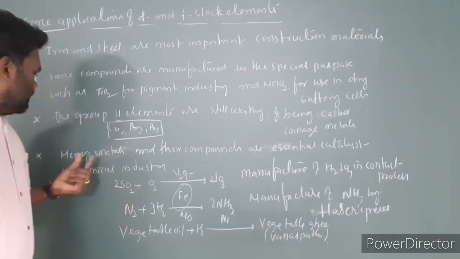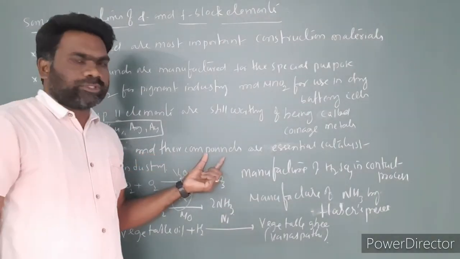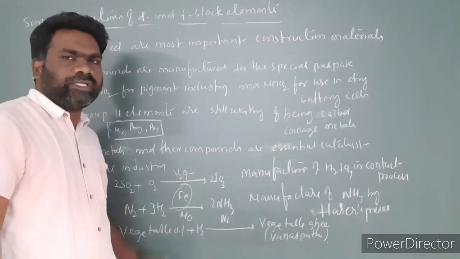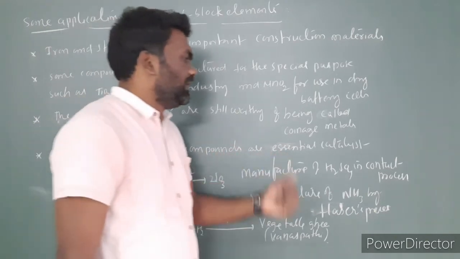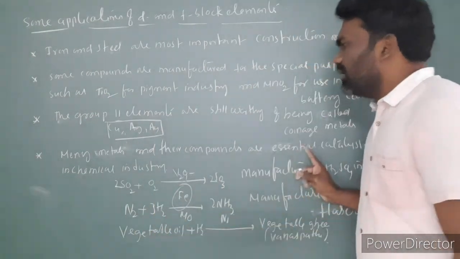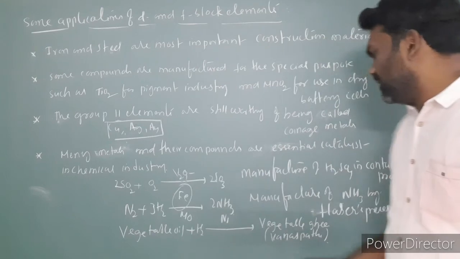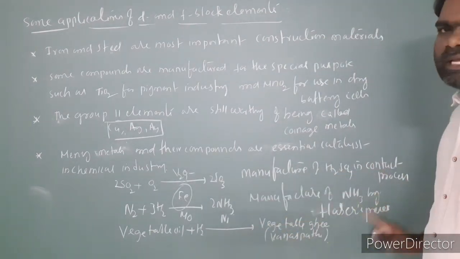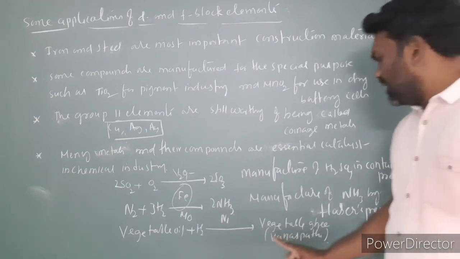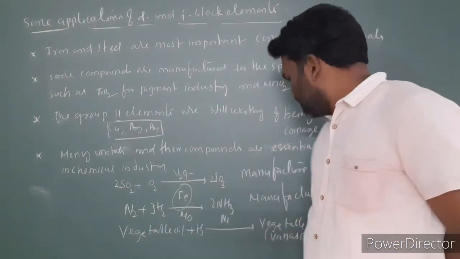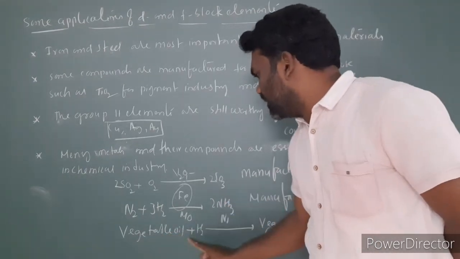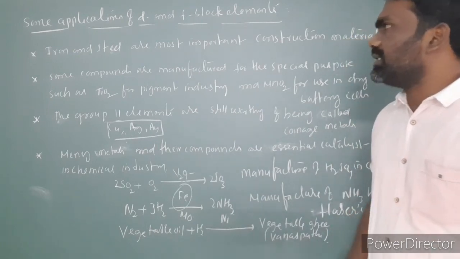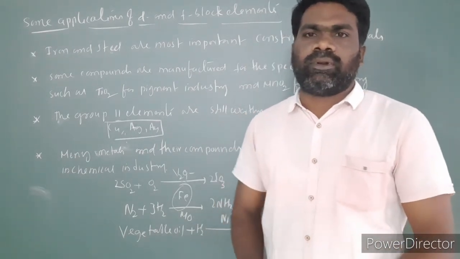So here many metals and their compounds are used. Nickel is a metal, iron is a metal, and V2O5 is a compound. Many metals and their compounds are essential catalysts in the chemical industry. Examples: manufacturing of sulfuric acid by the contact process, manufacturing of ammonia by Haber's process, and conversion of vegetable oil into vegetable ghee by hydrogenation of vegetable oils. So these are some applications of d and f block elements.